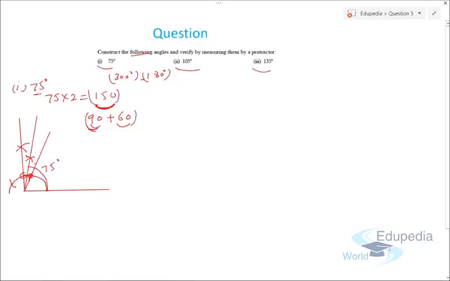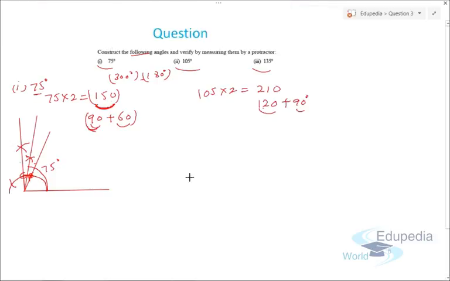Now we need to draw 105-degree angle. Again, we times it by 2, which comes out to be 210. Again, we need to split this angle. So how can we split? If you think properly, we can split it into parts of 120 and 90, because 120 and 90 comes out to be 210. So we need to first draw 120, 90, then we need to bisect. So let's see how we can do this now.